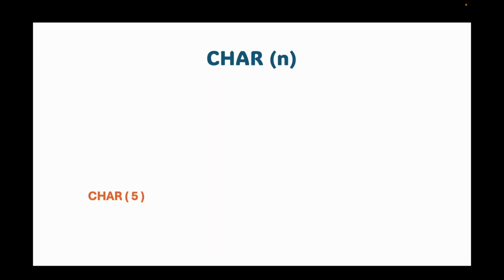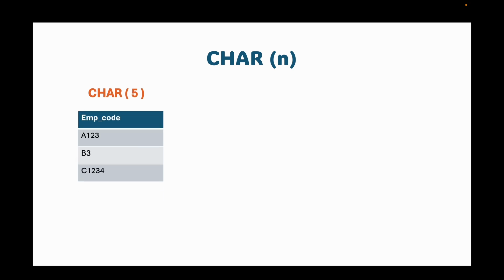What does that mean? Can you give us some examples? Sure, look at here. If you choose char with a size 5 for your data type, for this column, employee code, the first value here is A123 and it has 4 characters, but it is going to store as 5 characters. And it is going to store as A123 with 1 space. The second value here in this column is B3. It has 2 characters, but it is going to store as 5 characters and it is going to pad it with spaces.